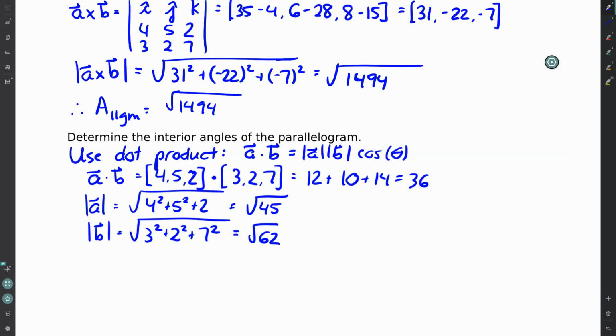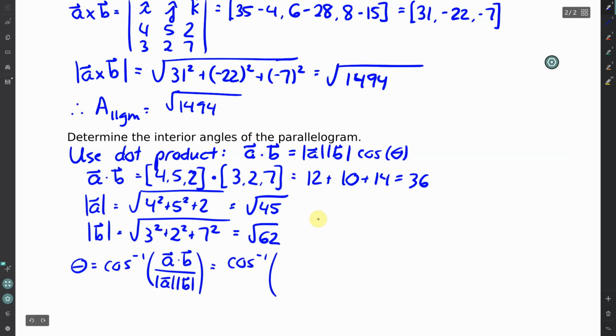So we can find the angle. If we isolate theta there, then theta is equal to the inverse cosine of A dot B all over the product of the magnitudes. Substitute in. It's going to be 36 over root 45 times root 62. And you can evaluate that on your calculator, and that turns out to be about 47 degrees.